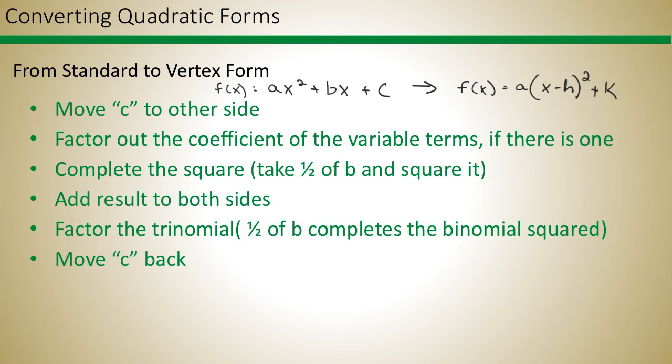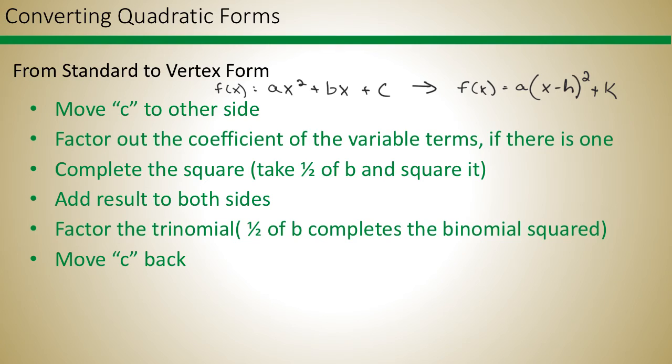Okay, so the first thing we're going to do is take our constant, which is c, and move it to the other side with this f of x, or it's probably going to be a y. So we're going to move that to the other side of the equation. And then we're going to factor out the coefficient. So if we have a number in front, we're going to pull it out and factor it out, if there is one. Sometimes there's not going to be one.